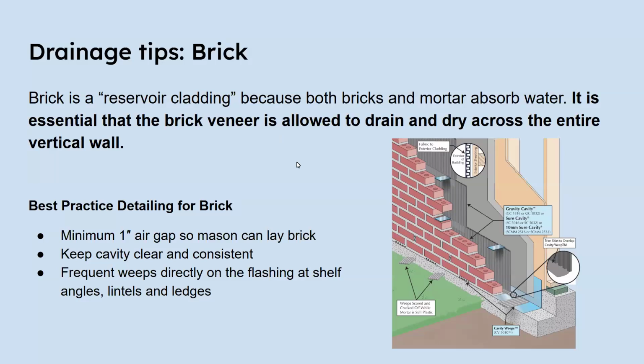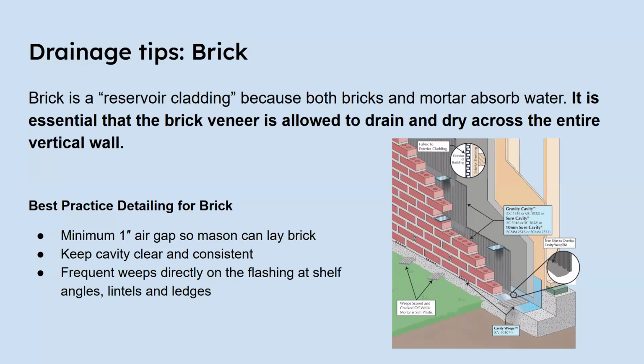Brick and other types of masonry are called reservoir claddings. Moisture enters them from the outside of the building and is retained in them. And if you get enough moisture, it's going to work its way through to the inside of the wall material itself. You need a cavity wide enough to allow that moisture to get down the wall and also drain. Often you'll see a brick cavity of an inch or even a little bit more. The reason for that isn't so much for ventilation as it is so that the mason can adequately do his job.